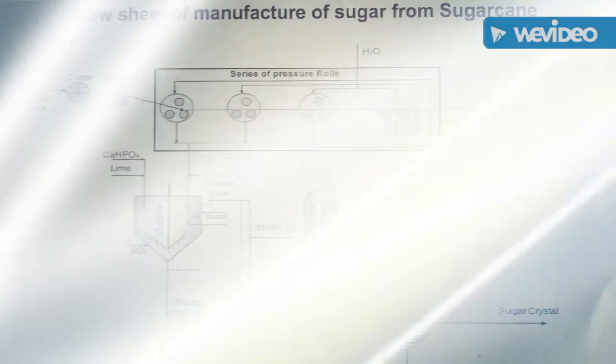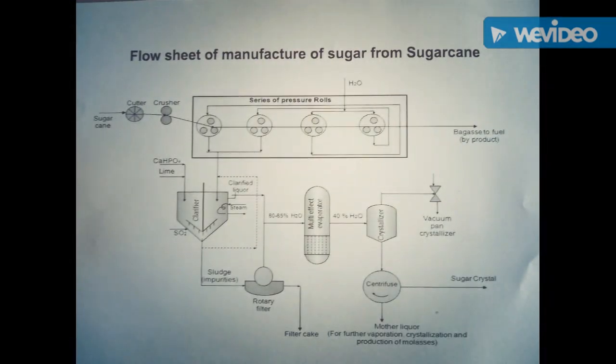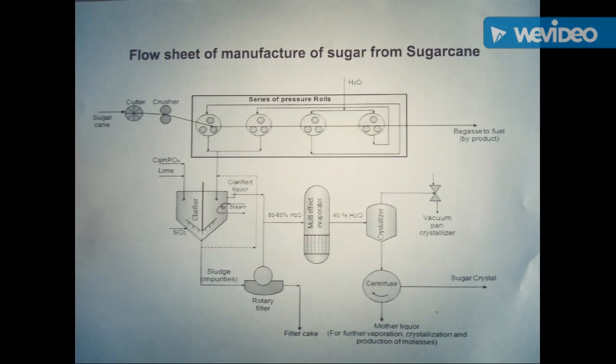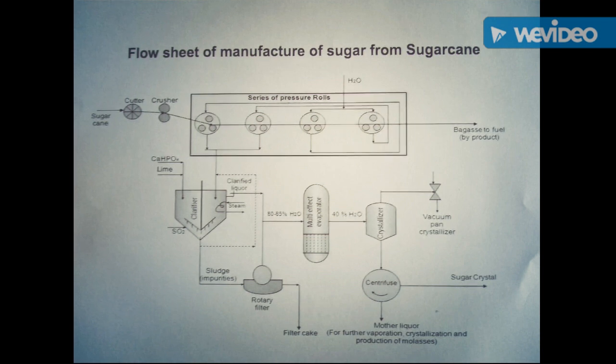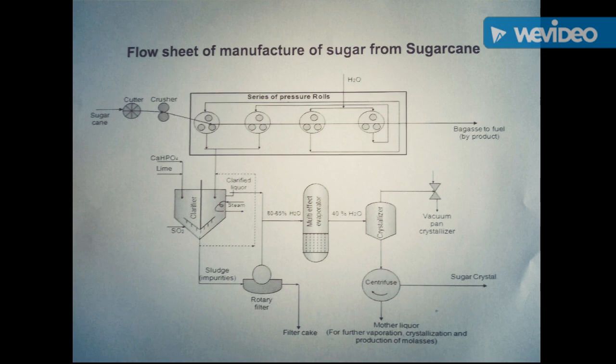The spent cane is called bagasse. Here bagasse is the byproduct of the sugar industry. It is used as a fuel in the production of electricity. Now from the main part, production of juice.